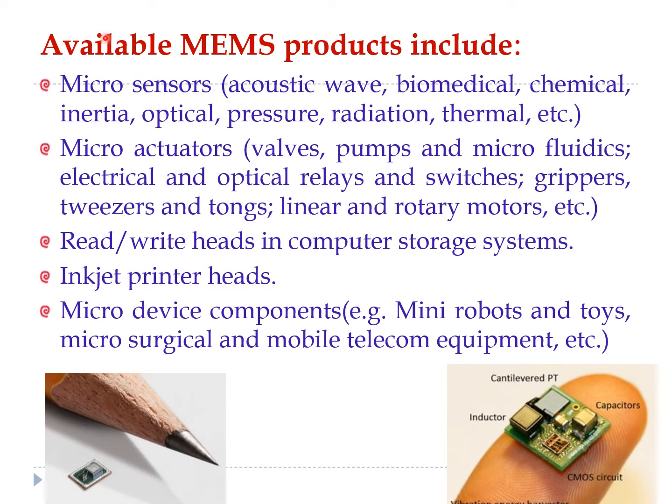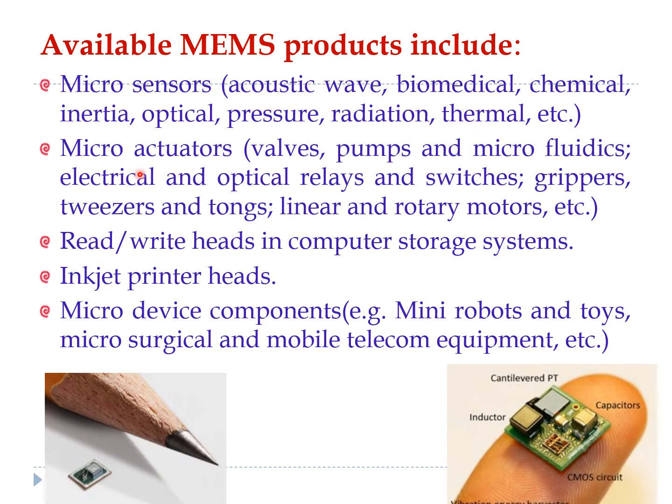So now, in recent times, the available MEMS products are in various domains. We can classify MEMS into two domains: one is micro sensors and the other is micro actuators. If you talk about micro sensors, we have plenty of devices such as acoustic wave sensors, biomedical sensors, chemical sensors, inertial, optical and pressure sensors, radiation sensors and thermal sensors. Likewise, plenty of micro sensors are available in the market.